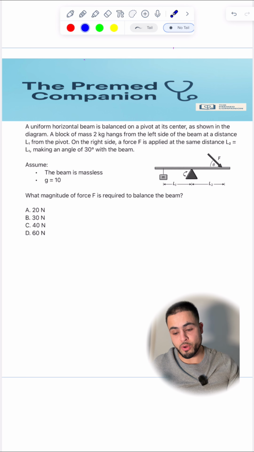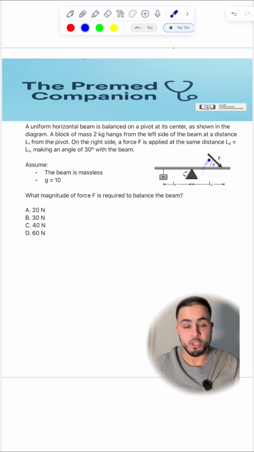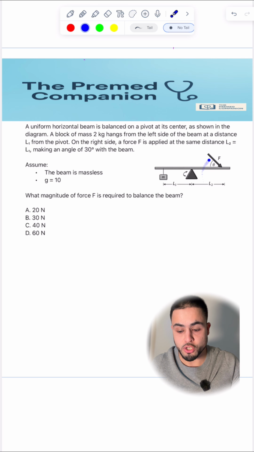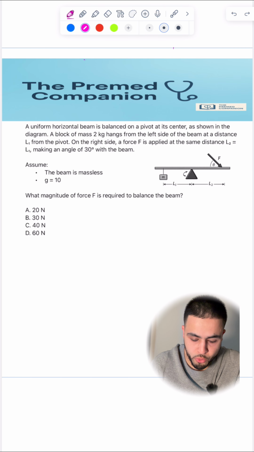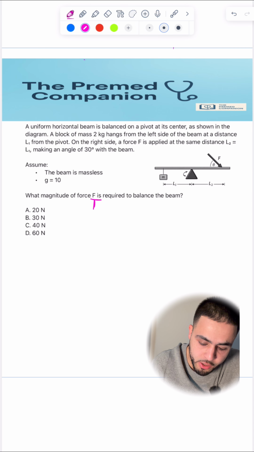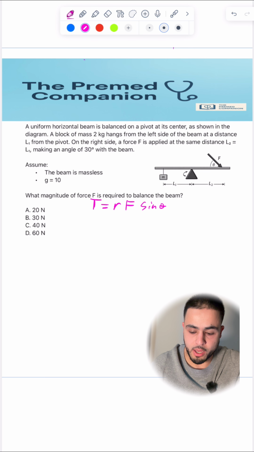So here, because we're trying to balance the beam, the torques on either side should be equal. So we're first going to calculate or simplify the torques on either side, then set them equal to each other, and then solve for the force, which is what they're asking us. The equation to calculate torque, which we'll denote as T, equals R, the distance from the fulcrum, times the force applied, times sine theta, which is the angle that the force forms with the beam.